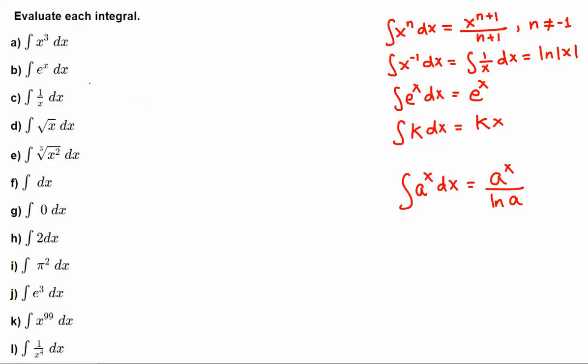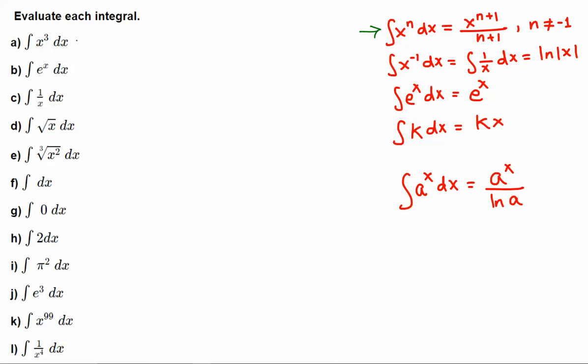Evaluate each integral. In part A, we have the integral, this elongated S, of x cube dx. That's the notation for integration: integration of x cube with respect to x. It's like x to some power n, and we are using the power rule. The integral of x^n with respect to x is x^(n+1) divided by n+1, as long as n is not equal to -1. So this is 3, which is not equal to -1.